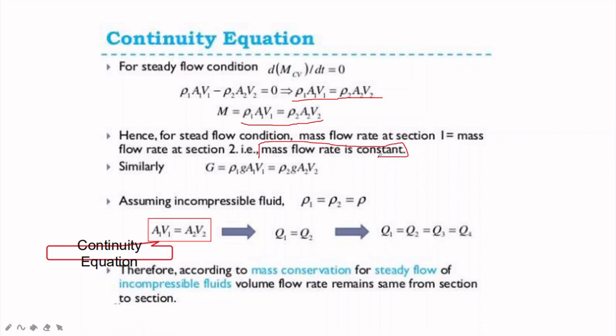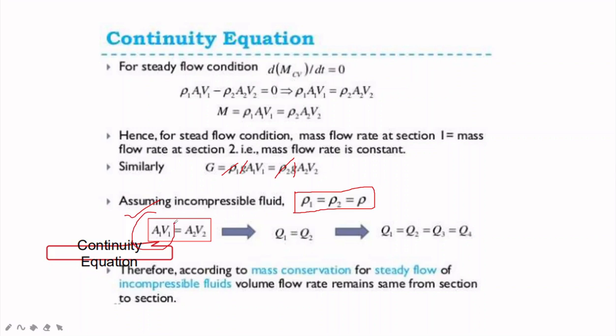Mass flow rate is constant if we consider g. Similarly, rho 1 g a1 v1 is equal to rho 2 g a2 v2. So it will not change, it will just add up. Assuming incompressible fluid. Incompressible fluid means what? The density will not change. Rho 1 and rho 2 will be equal to rho. So if it is incompressible fluid, rho 1 is equal to rho 2, then g equal to g. a1 v1 is equal to a2 v2.